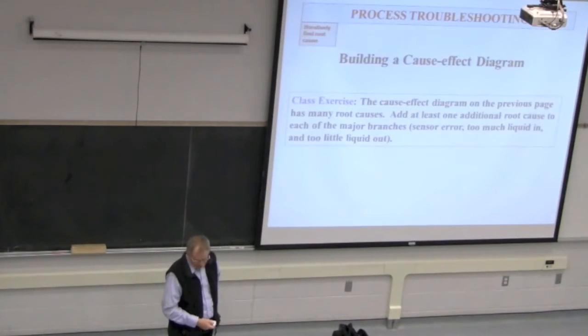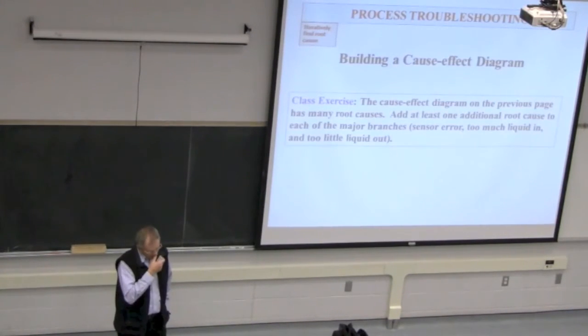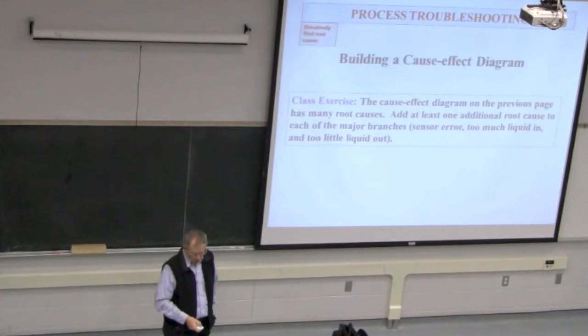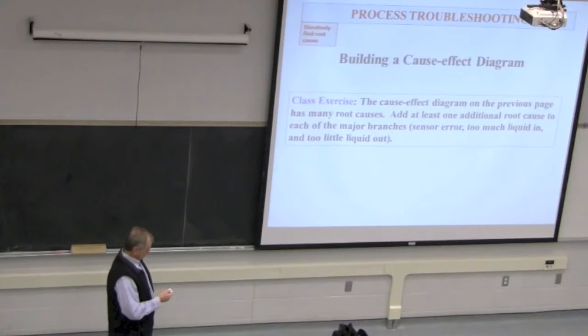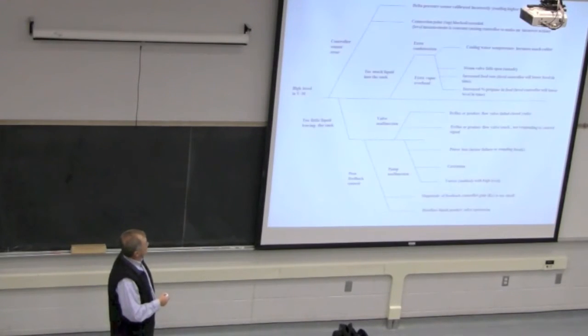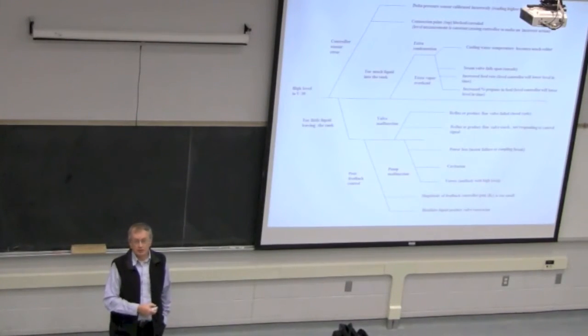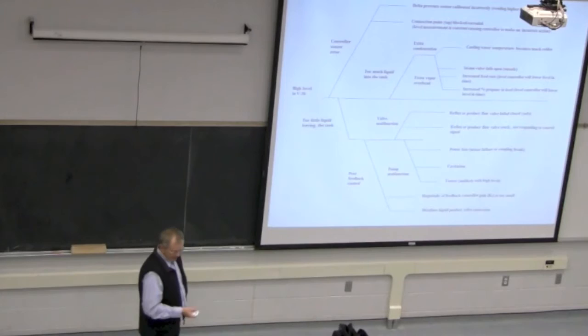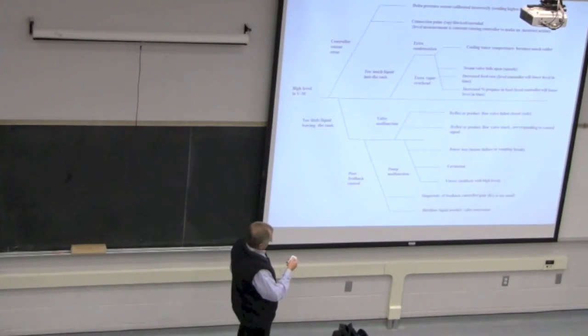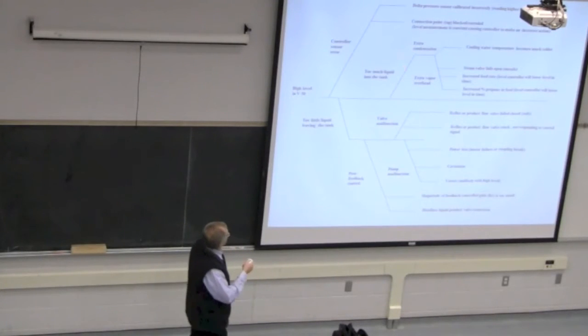So, the cause-effect diagram of the many root causes. Add at least one additional root cause to each of the major branches. So is this the complete solution? No, this isn't even complete. I just got tired. Okay, so why don't you try and add another root cause onto each of these major branches.